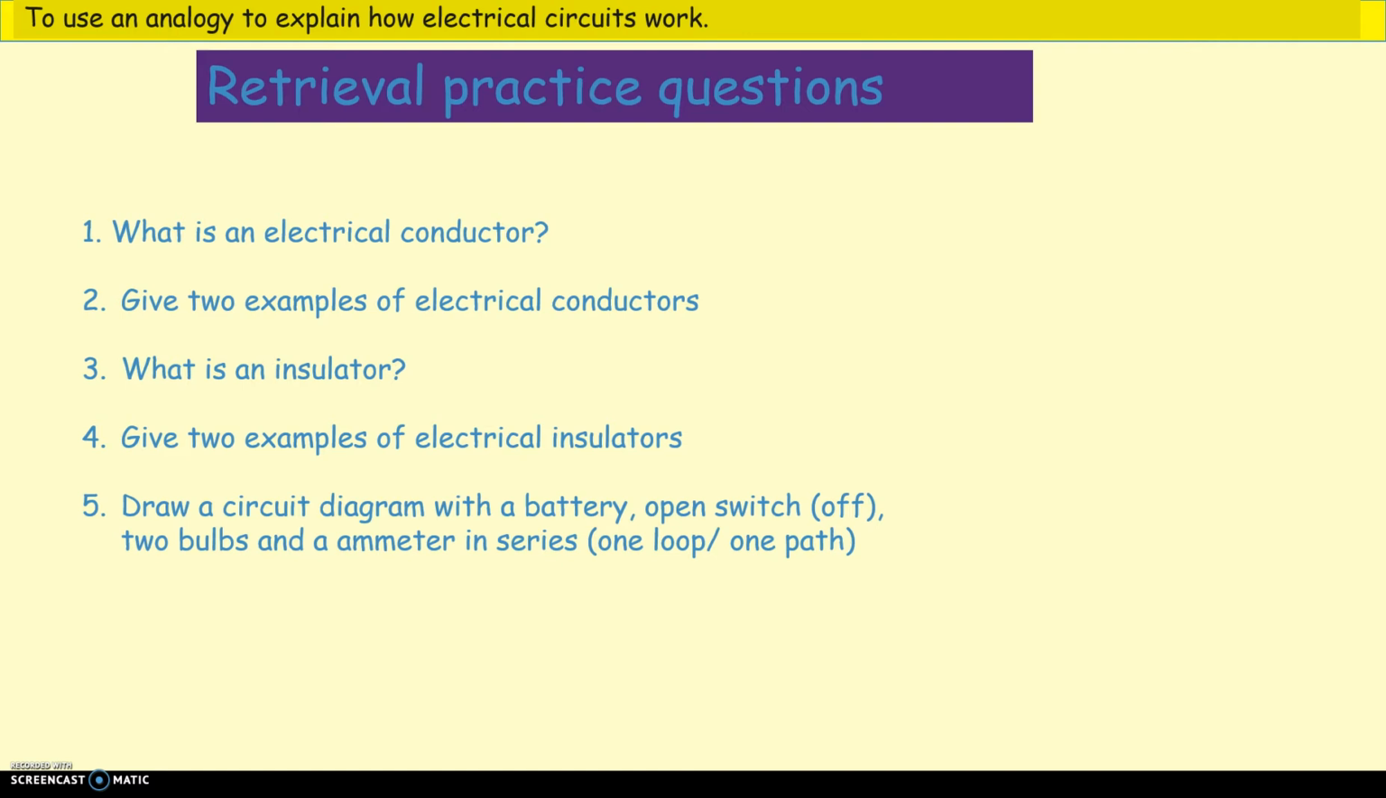In today's lesson, we're going to use an analogy to explain how electrical circuits work. Our first task is to complete the retrieval practice questions. Please pause the video and attempt these now.